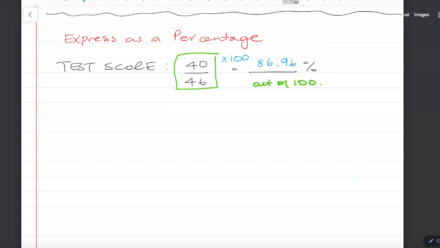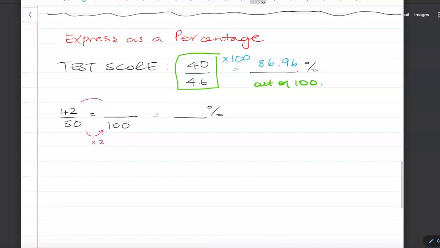Let's take a look at some simpler examples. Let's imagine our test score was 42 out of 50. We want that as a percentage, which means we want it out of 100. Now in this case, that's very simple to do. We're going to just double everything to make the values increase to out of 100, which means it's 84 out of 100. We scored 84%.